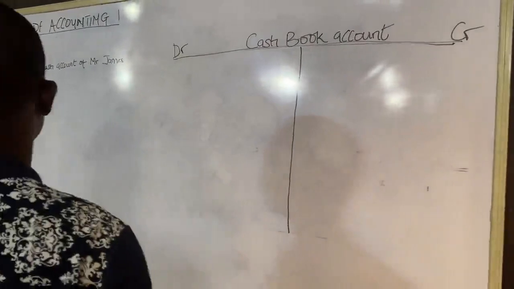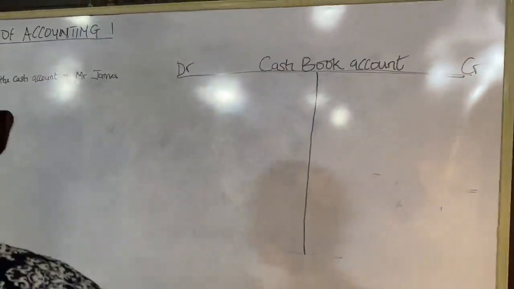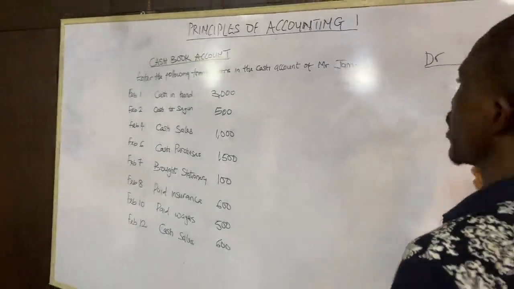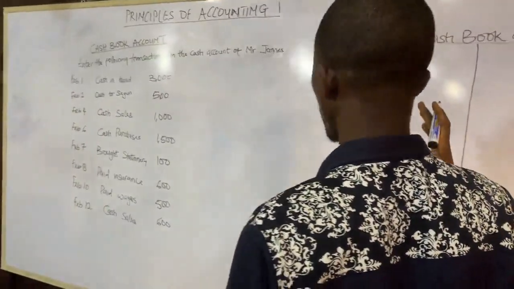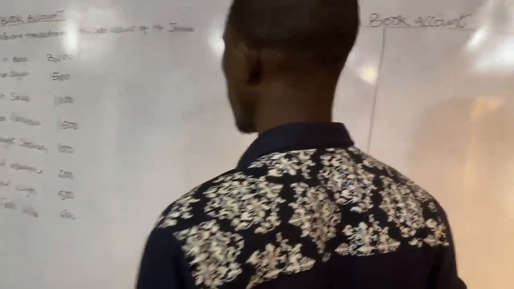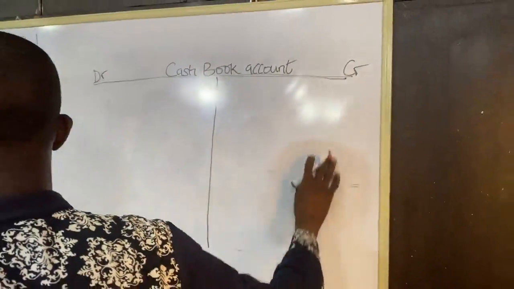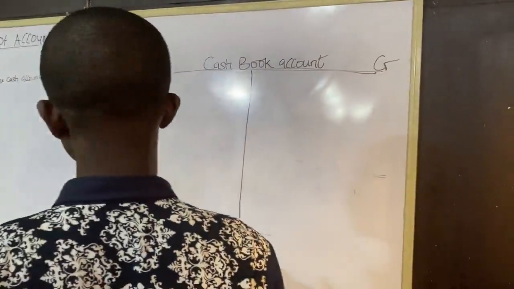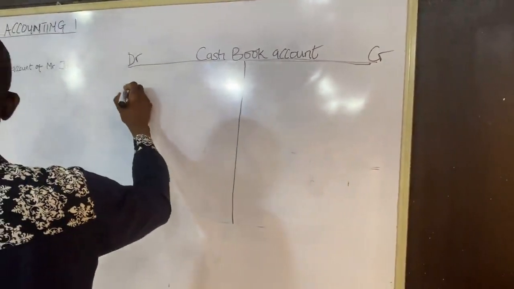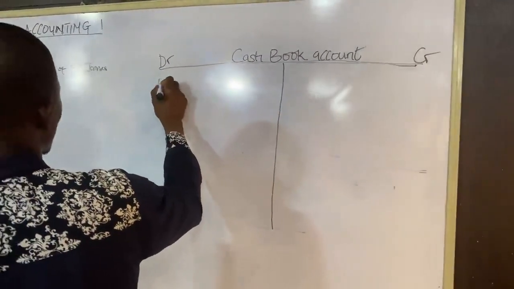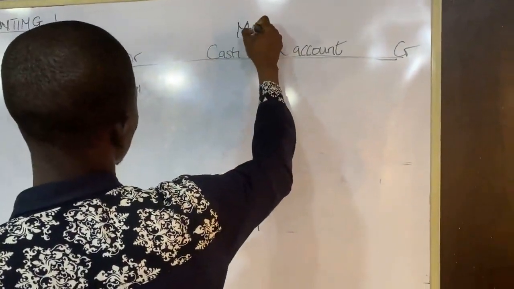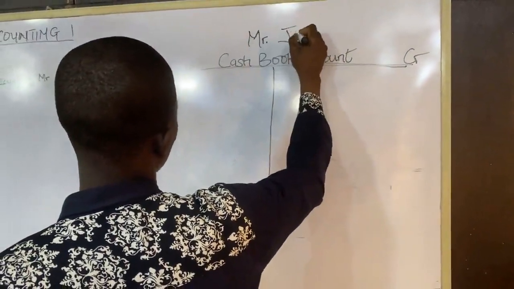February 1, cash in hand. As we have said, the principle of double entry is that if cash is increasing in value, you debit cash, but if the cash is reducing, you credit it. So when you have February 1, cash in hand, it means there is a value in it. Put the date, February 1, and perhaps we put Mr. James to know that it's Mr. James' account.